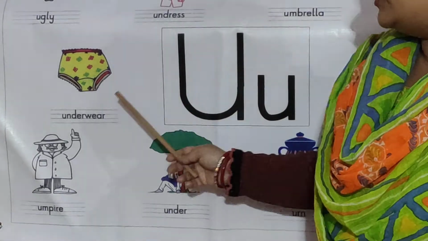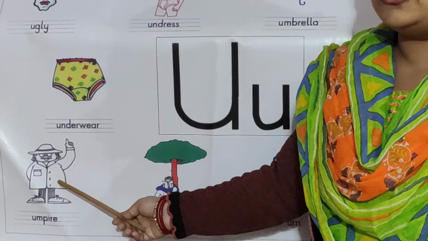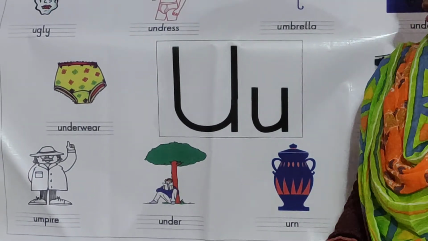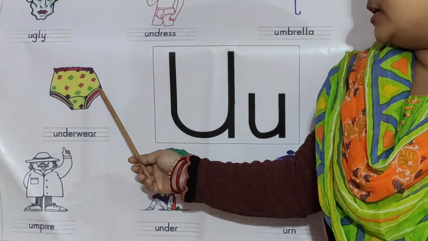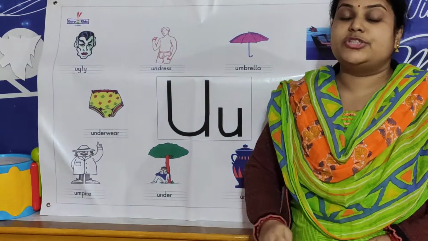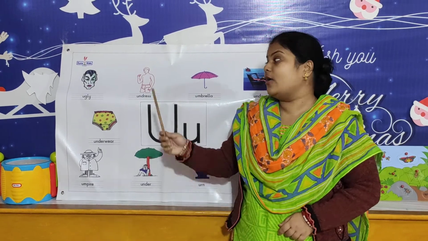And U for umpire. And children, you have seen an umpire in a cricket match. U for underwear. These are the words that start with letter U. So children, you have to learn all these words.